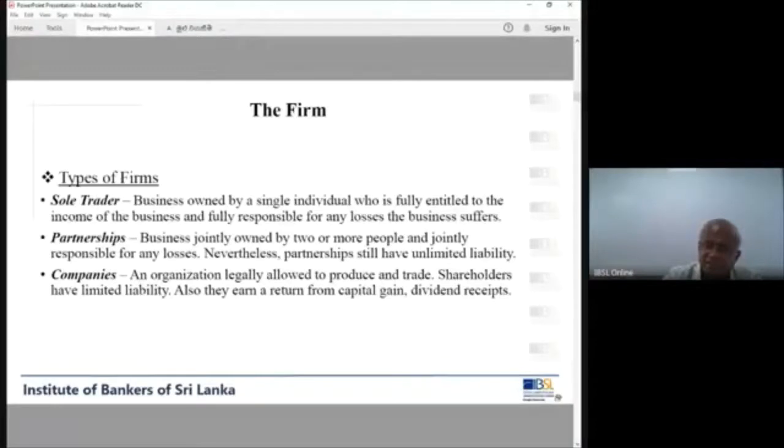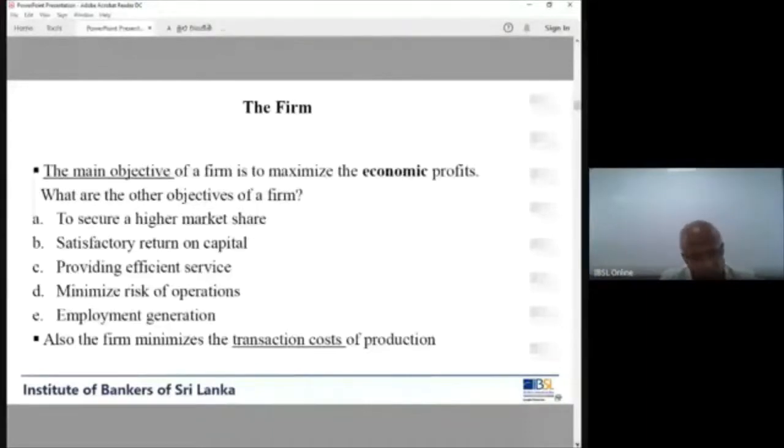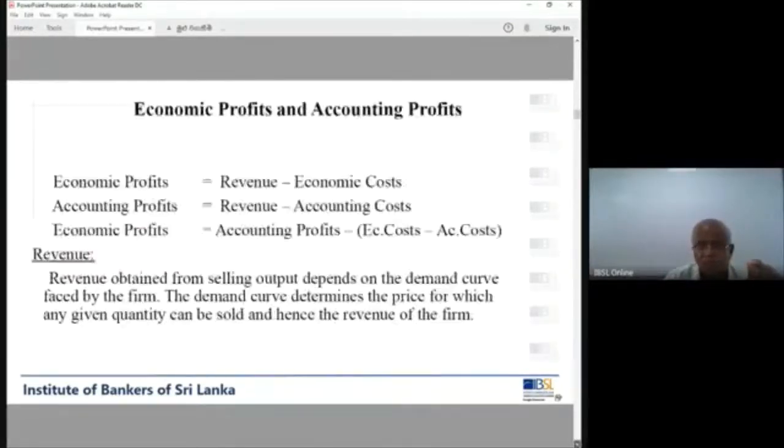Now in this lesson, whatever the type of firm, we say they represent the supply side. It could be a sole trader, a partnership, or a company. In economics, we say it is one entity, one unit. The objective generally is to maximize profits. But we said there are other objectives: a higher market share, a higher return for their capital investment, providing efficient service, risk minimization, management of risk, and employment generation. Of these objectives, the key objective could be to maximize economic profit, right?